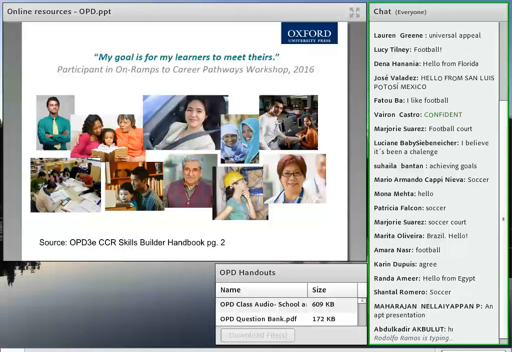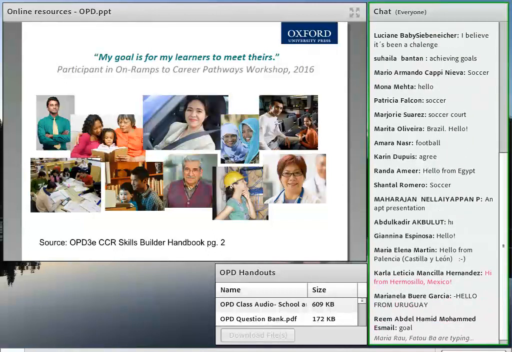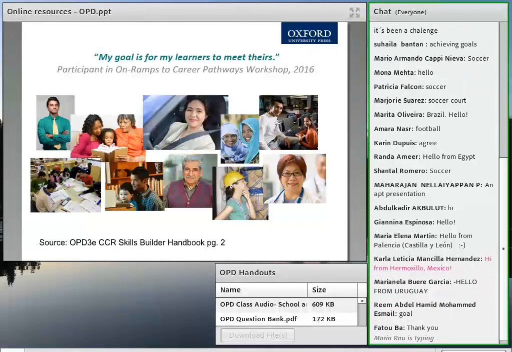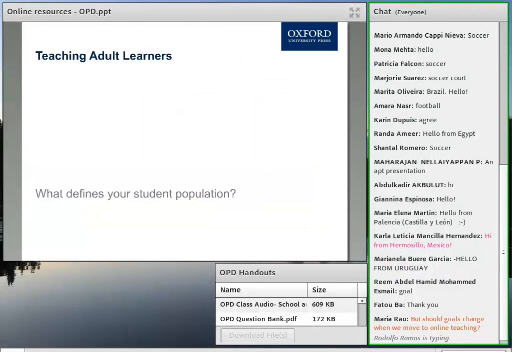So this comes from the College and Career Readiness Skills Builder Handbook, which is in the OPD Teacher Resource Center. And I'll go over a little bit about where you can find these things, but this is a professional development resource, and I just really like this quote here because that's what I hear from most teachers. Definitely a passionate group of people. So my goal for this session is to help you in that pursuit of helping learners meet their goals, and recognizing that yes, there will be some challenges, but we still want to make sure we're helping set our learners up for success.